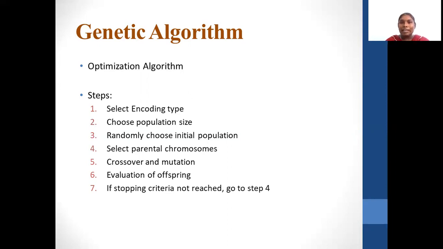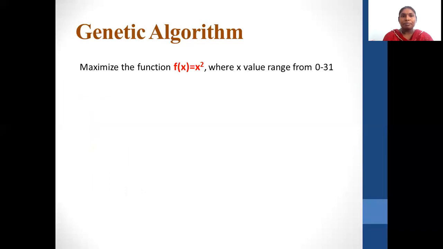I have taken a very basic, very simple example, and I'll explain how this genetic algorithm works. This is the function that is taken: you're going to maximize the function f(x) = x². This is a very easy and known function. Just to know the working mechanism of genetic algorithm, I have taken this example, and the value of x here ranges from 0 to 31.